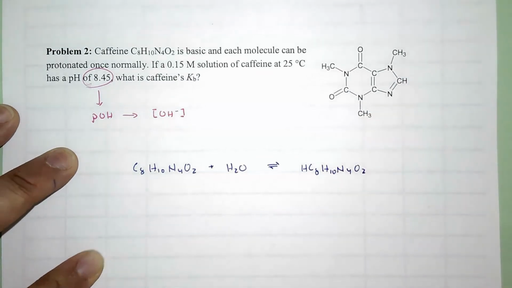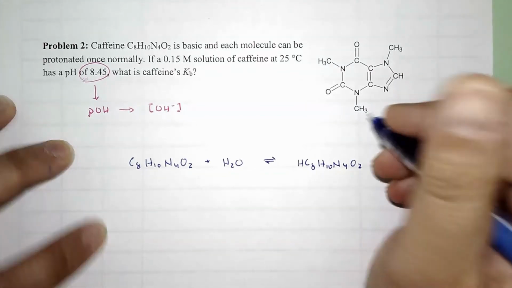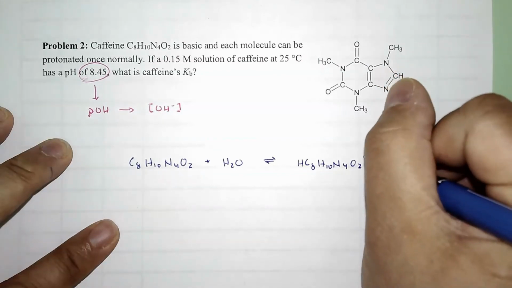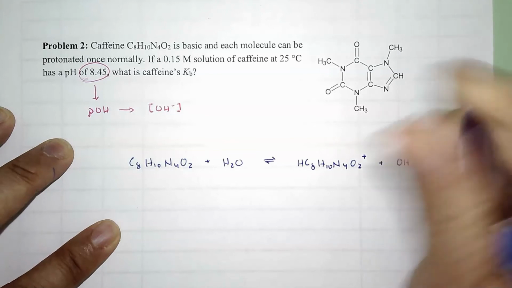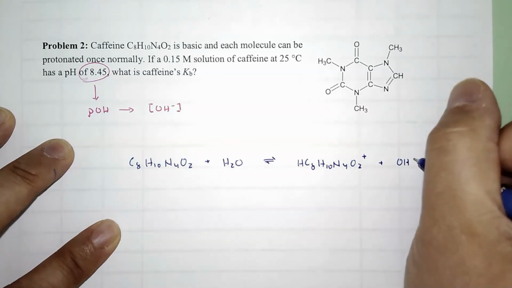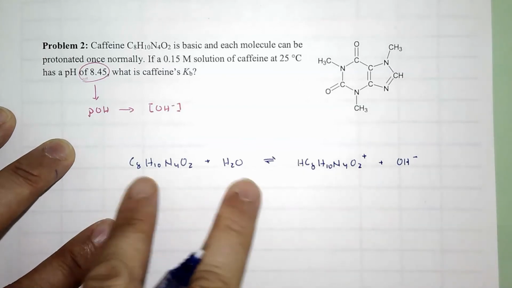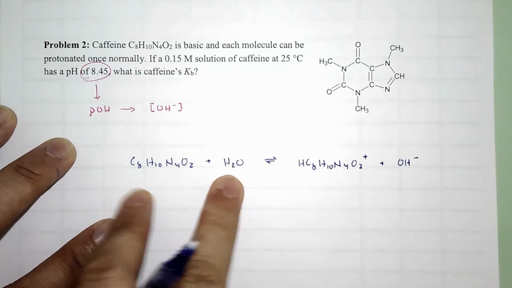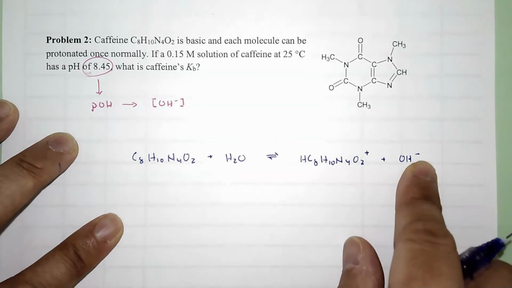C8H10N4O2. Now the thing is, you remember when you grab a proton, you're increasing your charge by +1. We started out as neutral, so this is definitely plus. And then when that water loses its proton, it becomes minus. Another trick is you have net neutral reactants. You should have net neutral products, so the plus cancels out the minus, net neutral.